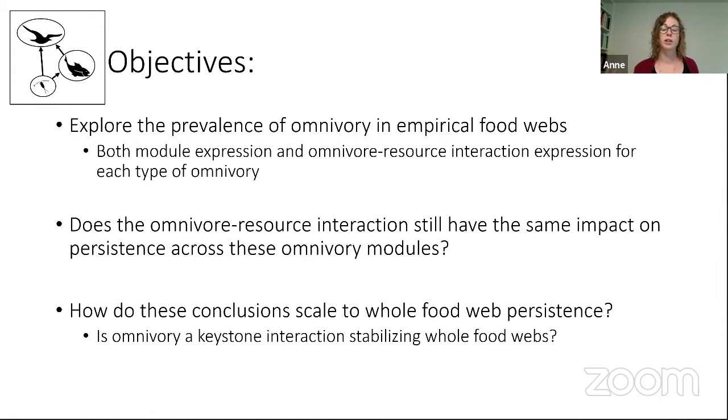So how do these conclusions scale to whole food web persistence? Is omnivory still a keystone interaction stabilizing the whole food web? Within the whole food web, you have these different pressures of other organisms, other consumers, and other resources that you might be consuming. So do we still see this major take home of the omnivore resource interaction being stabilizing?